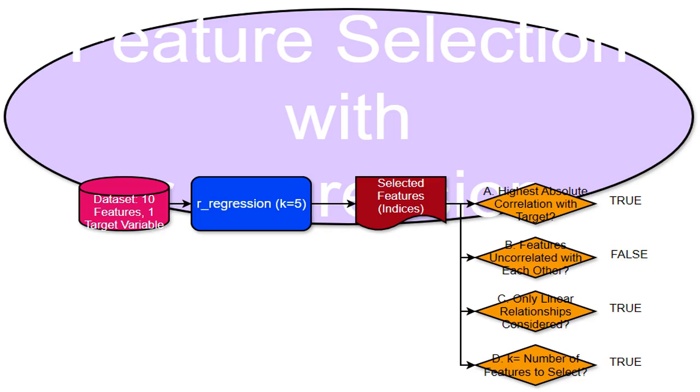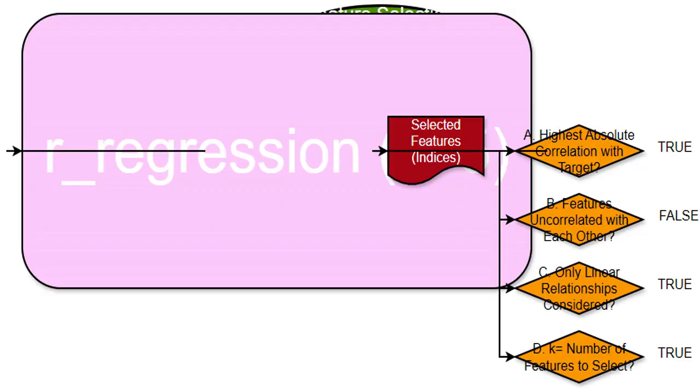I'm using r_regression, a tool from scikit-learn, to pick the best features for my regression model. It's all about finding the most impactful variables. I'm setting k to 5, which means I want to select the top 5 features for my model. K represents the number of features I want to keep, not the number I'll throw away.